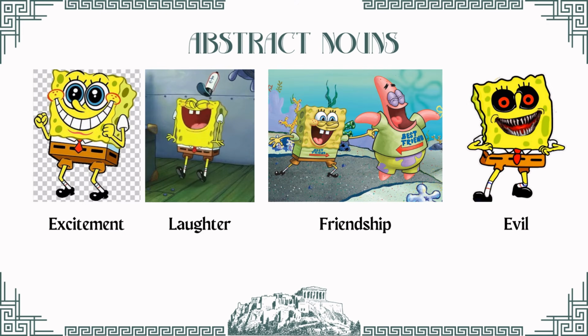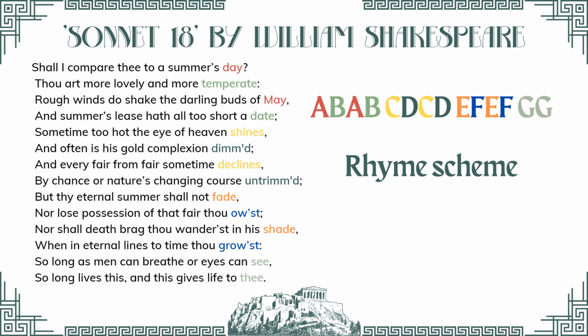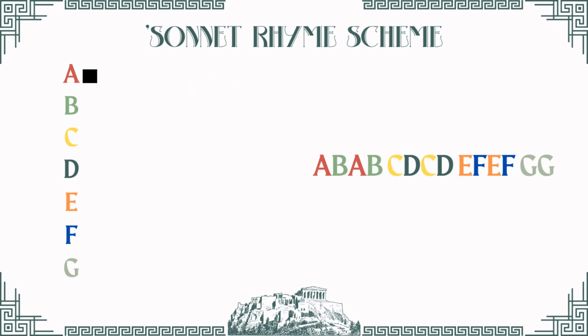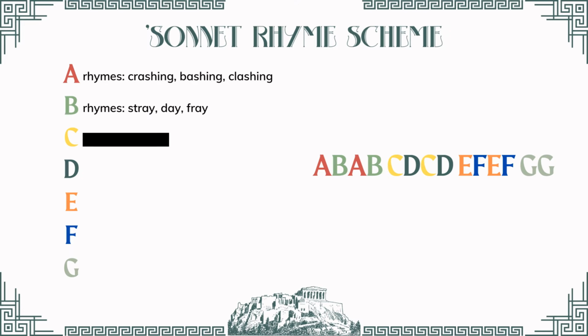Suppose I'm using a formal poem such as an English sonnet with a precise rhyme scheme of AB, AB, CD, CD, EF, EF, GG. In that case, I'll arrange each rhyme letter with several rhyming words to decide which ones best fit the poem I'm going to write, for example. Letter A rhymes: crashing, bashing, clashing. Letter B rhymes: stray, day, fray. Letter C rhymes: adore, bore, core.